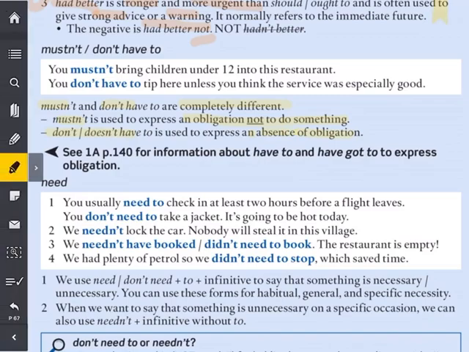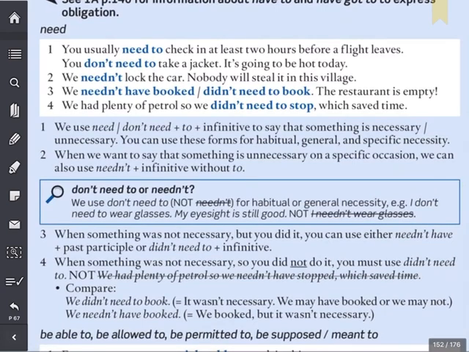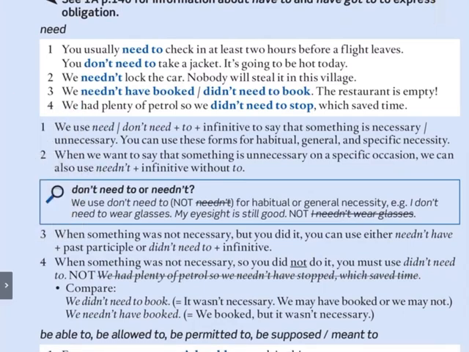Now let's look at this very nice verb need. Now in fact, I've prepared a little bit of extra information for you about the verb need, which I will send via email. So let's first of all look at number 1. You usually need to check in at least 2 hours before a flight leaves. You don't need to take a jacket. It's going to be a hot day, no? Affirmative and negative. So we use need to and don't need to, plus the infinitive, to say that something is necessary or unnecessary.